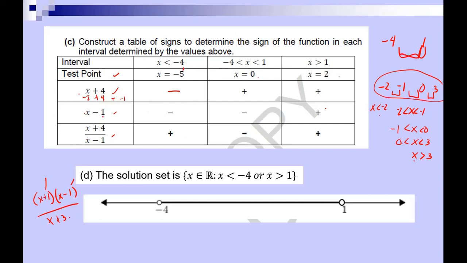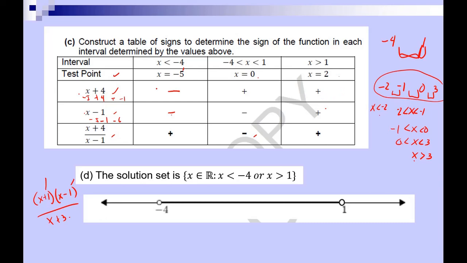For example, when x is equal to negative 5, x minus 1 gives negative 5 minus 1, that is negative 6. So negative divided by negative is positive. When x is equal to 0, 0 plus 4 is positive 4, so that is positive. And then 0 minus 1 is negative 1, so negative. So positive divided by negative is negative.